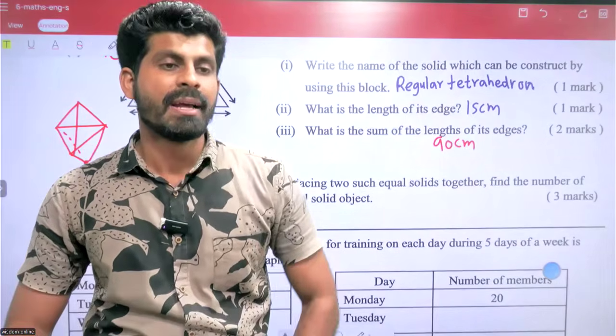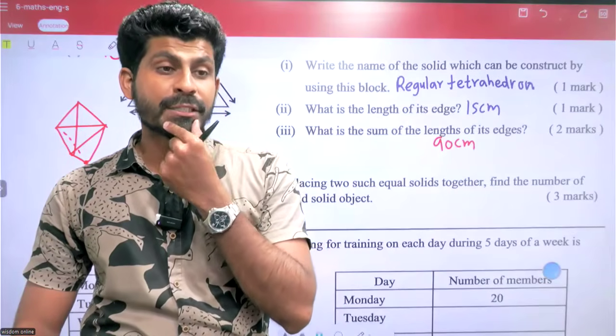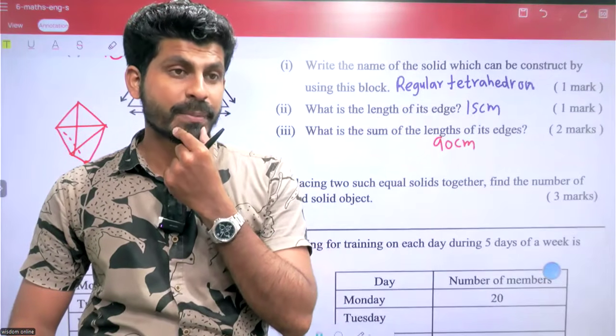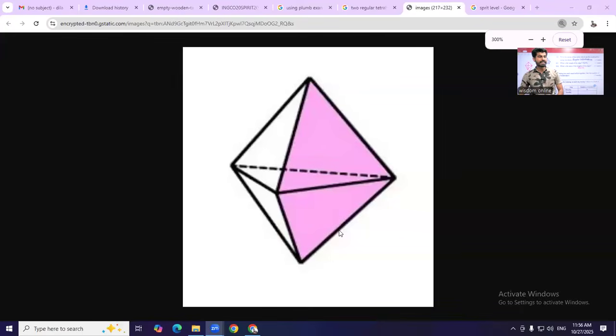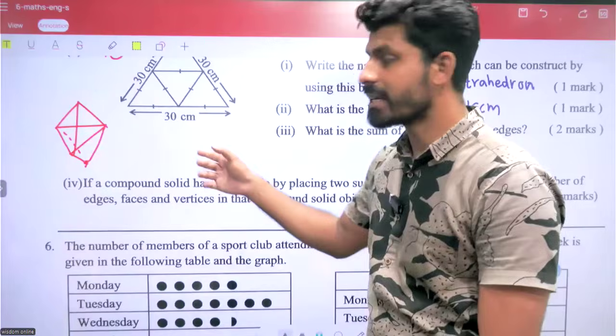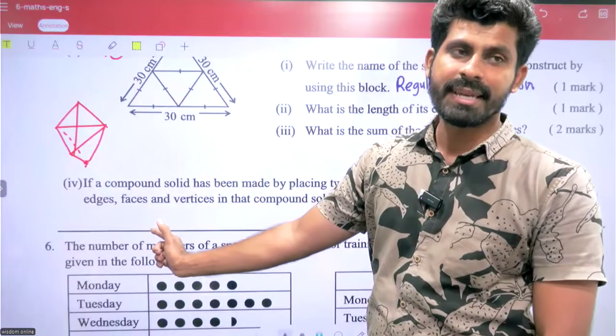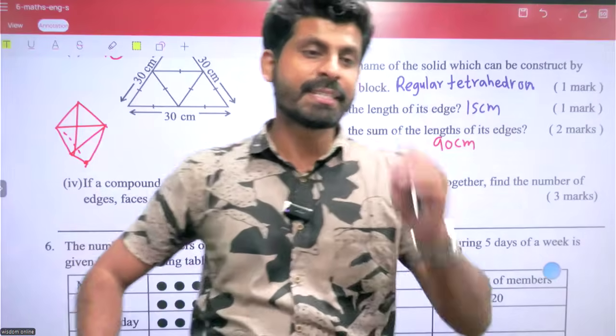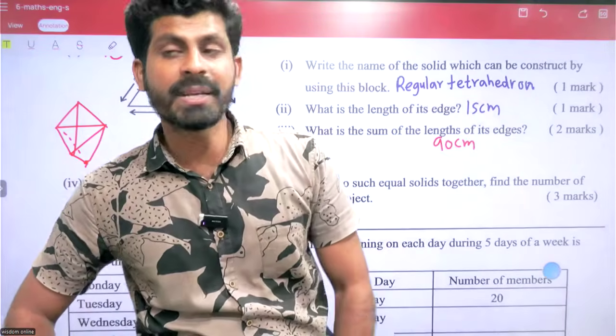Right. I will show you the image. I will share the picture with you. Now you can see this is the image. Now we need to count down how many faces are there. How many faces are there? 1, 2, 3. 1, 2, 3. That means how many faces are there? 6 faces. Count the edges. So how many edges are there?